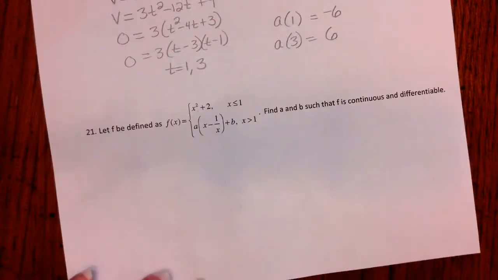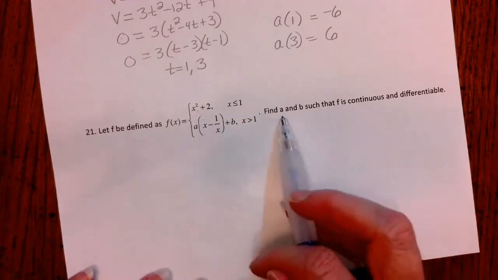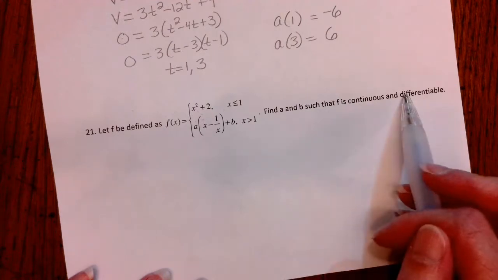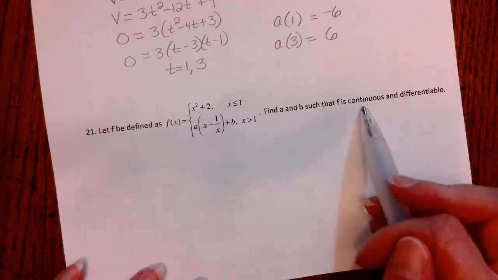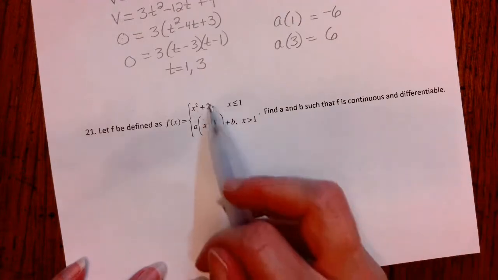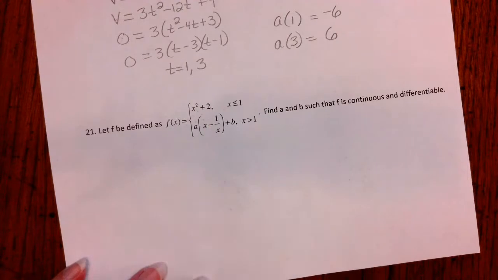Let f be defined as this piecewise function, and we're going to find the values of a and b so that f is continuous and differentiable. I'm going to start with continuity. If it is continuous, that means your pieces have to be joining together.